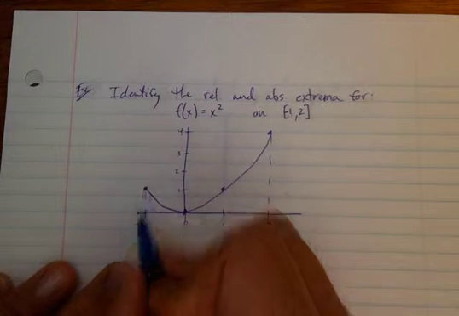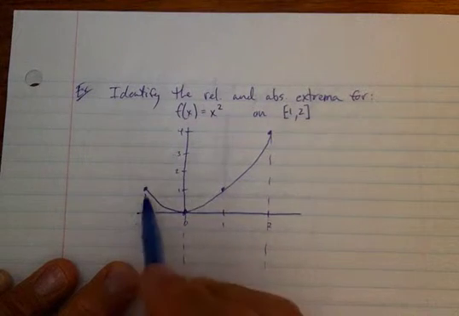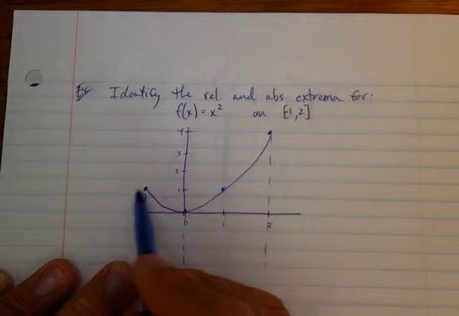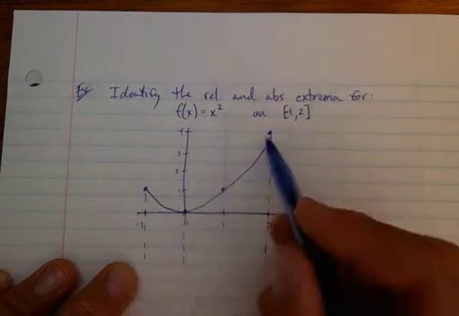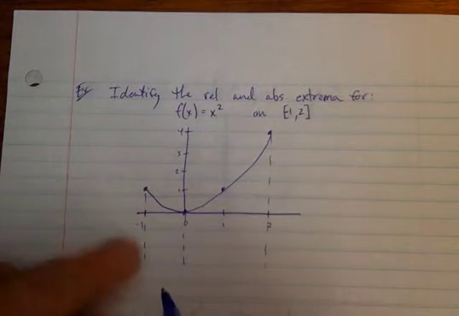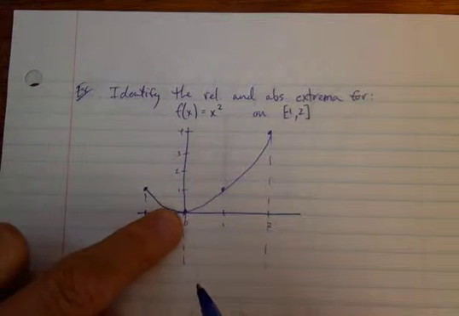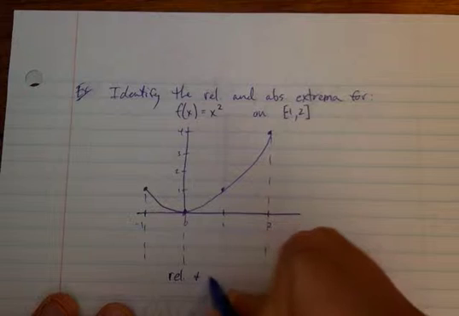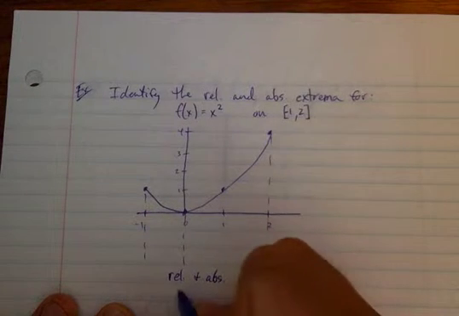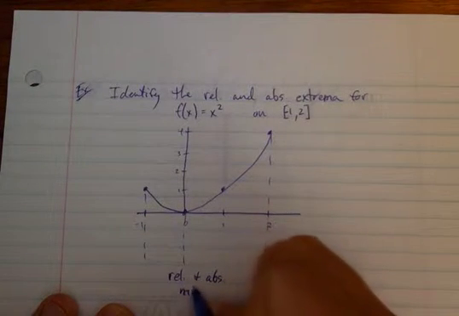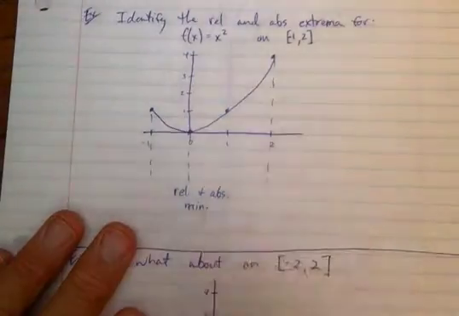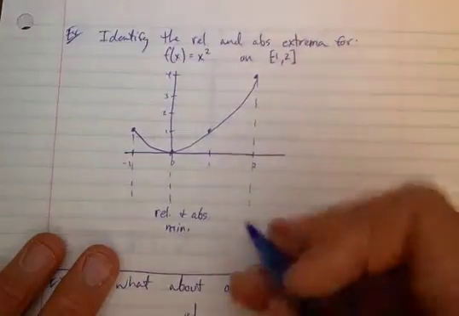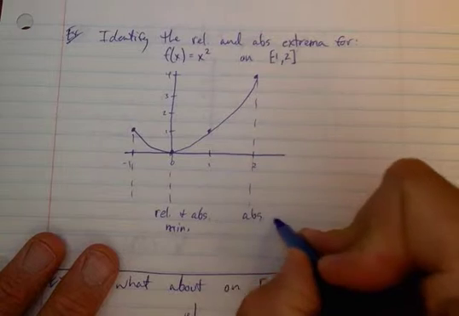What is this one? Is it a relative maximum? No, because it's one-sided. Is it the absolute max? No, because that's higher. That's nothing. What about this guy? That's the relative and absolute minimum. And what about that guy? Well, he's the absolute max.